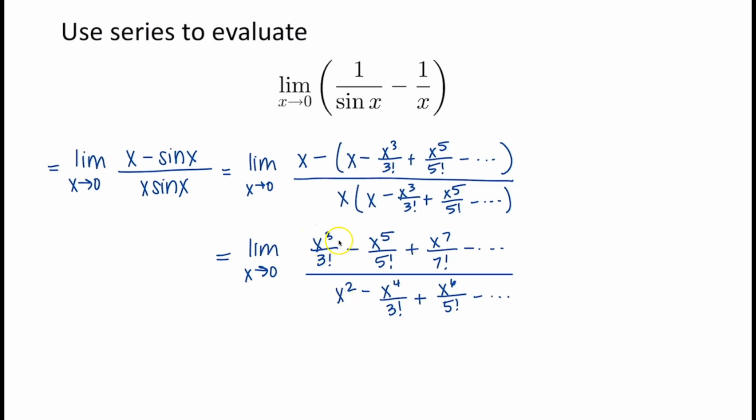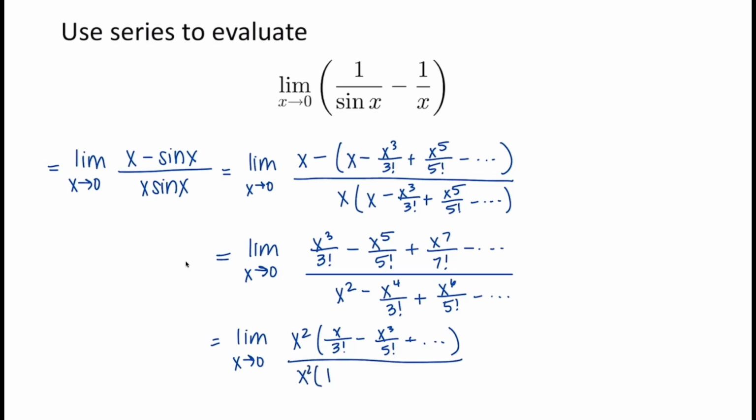I mean, technically in the numerator, I could take out an x cubed, but I'm just going to pull out an x squared because that's what's going to cancel. So I have the limit as x approaches 0 of x squared times what we'd have left is x over 3 factorial minus x to the 3rd over 5 factorial, and so on, over x squared, and then 1 minus x squared over 3 factorial, and so on. So I just want to see what happens when those x squareds cancel. I'm able to do direct substitution.